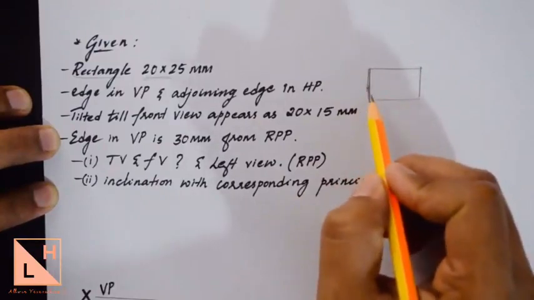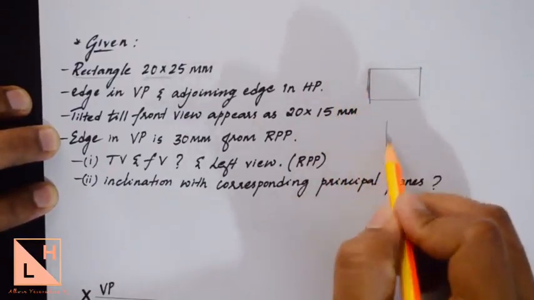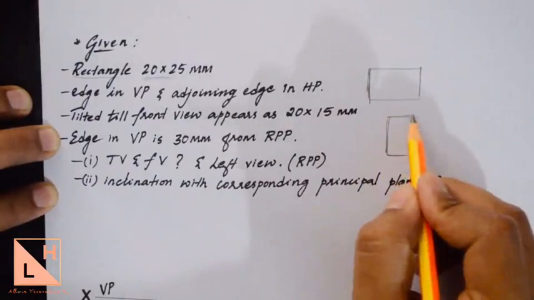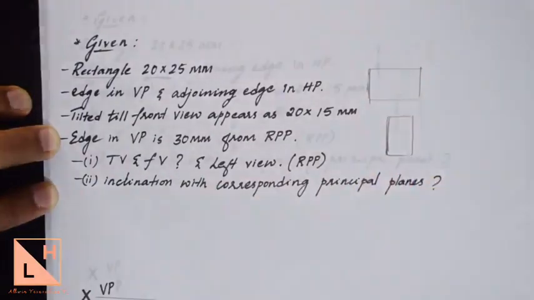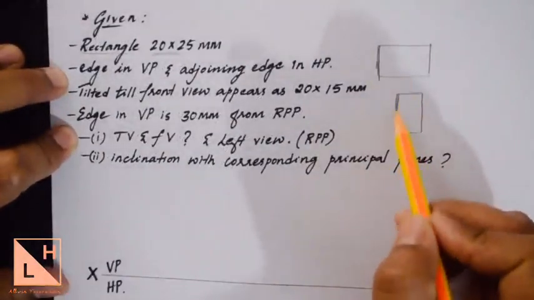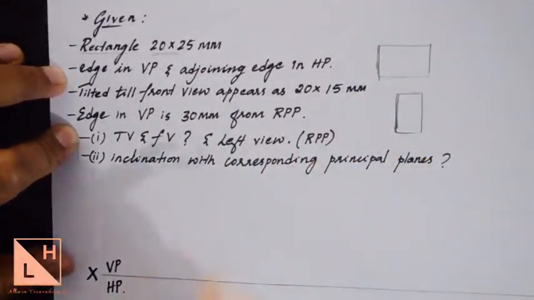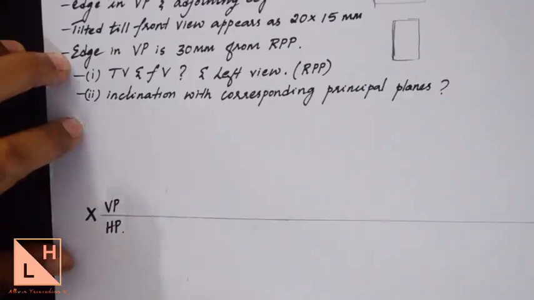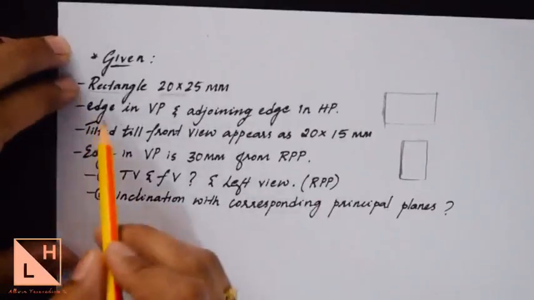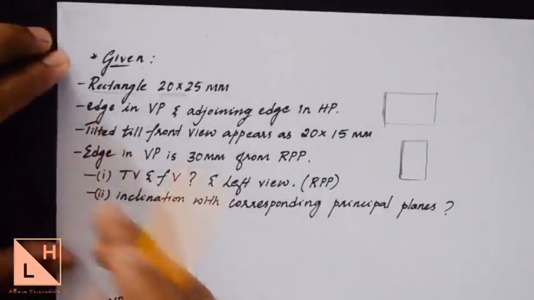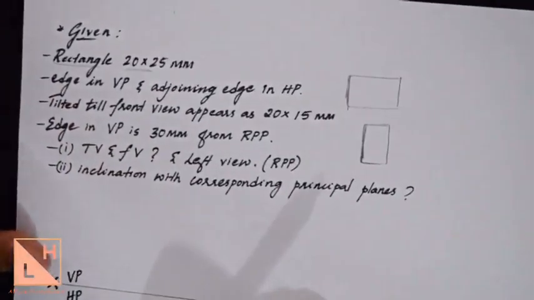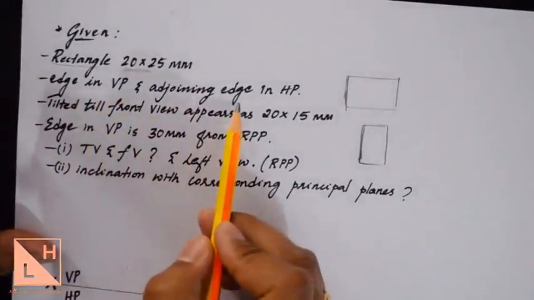So either you keep the shorter edge on the left side, or you can also draw the rectangle in one more way in which the longer edge will be on the left side. So this is one question that you need to answer, in which way you need to draw the rectangle, and the other question is whether you need to draw it on VP or on HP, right? So if you read the question forward, the next condition says here the edge in VP and the adjoining edge is in HP.